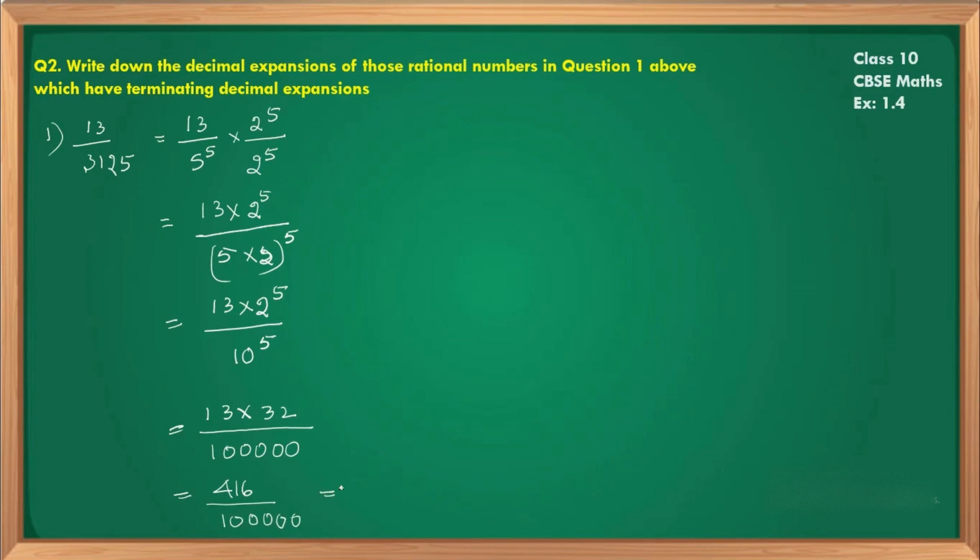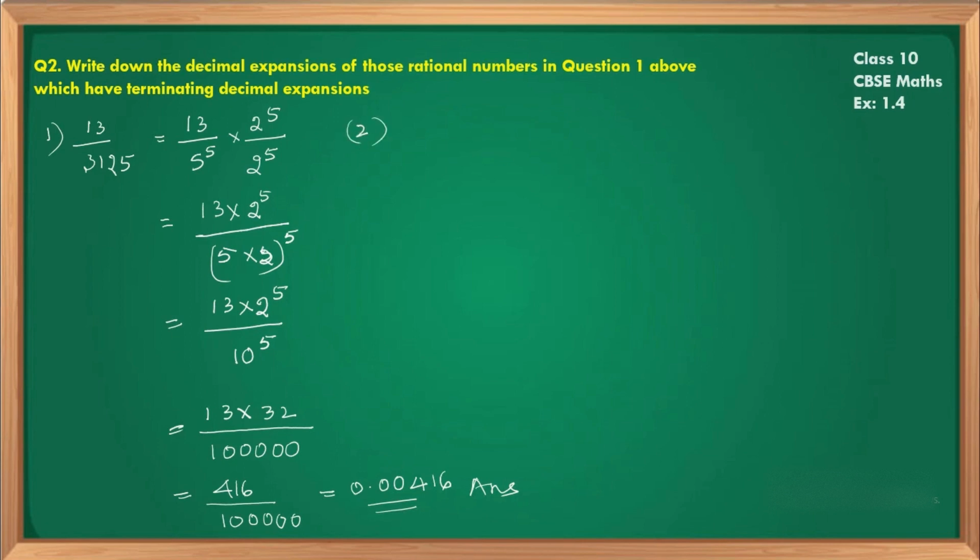Now count the number of zeros in the denominator and accordingly place the decimal in the numerator. We have 1, 2, 3, 4, 5, 5 zeros. Hence, we have to count from right 1, 2, 3, and then the 4th and 5th places you should put zeros, and then put the decimal like this. 1, 2, and then the number. This is the answer. Now the second question.